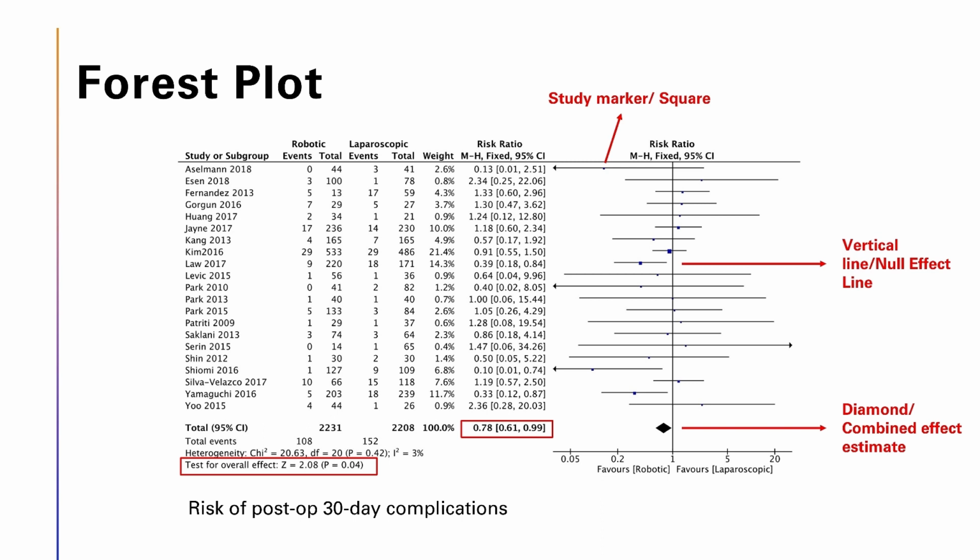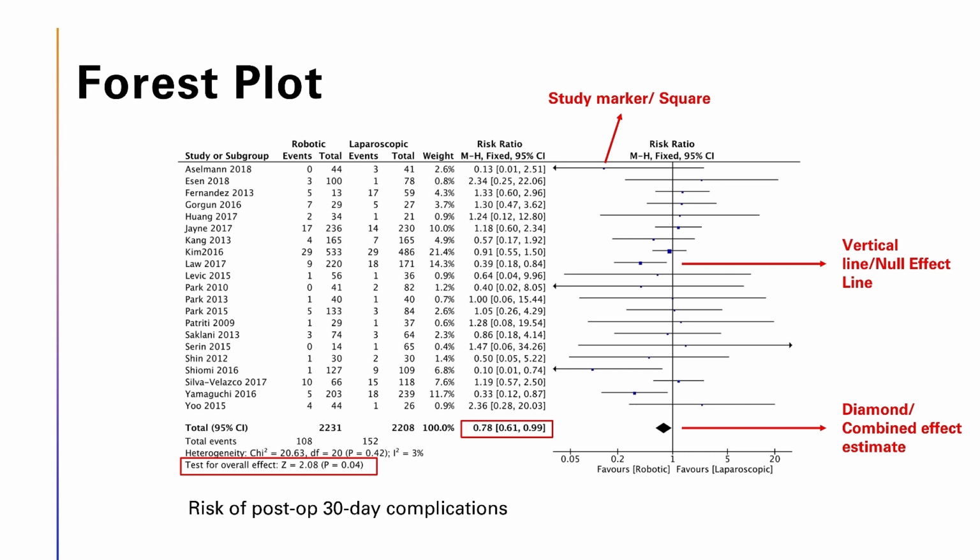The diamond-shaped symbol at the bottom of the plot represents the combined effect estimate, also known as the pooled effect size or summary estimate. It summarizes the overall effect size across all the studies included in the meta-analysis. The width of the diamond represents the confidence interval around the pooled effect estimate. A wider diamond indicates more uncertainty in the overall estimate.